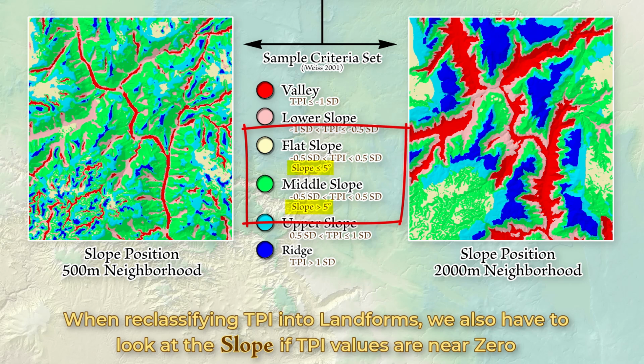That could happen in two cases. It could happen on a flat plane, and it could also happen if the cell is on a slope where half the circular neighborhood is above it and half is below it. Therefore, when people reclassify TPI into landform categories, they also look at the slope of a cell when the TPI is near zero. If the slope is flat, they classify the cell as a flat plane landform. If the slope is higher than some threshold, then they classify the cell as a mid-slope landform.